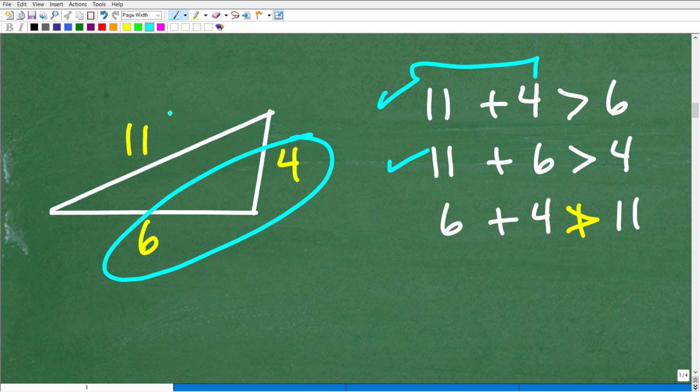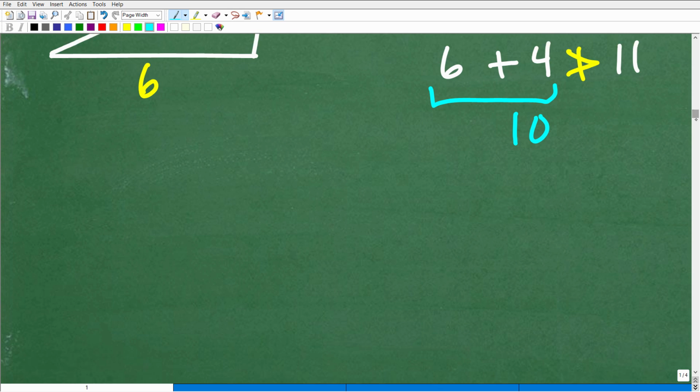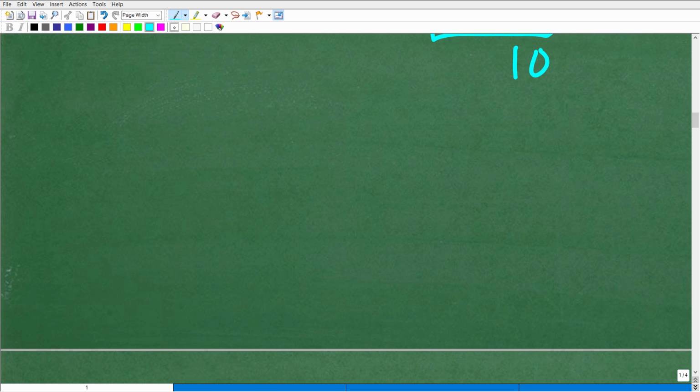But what about this situation? 6 plus 4, is that greater than 11? Well, no, it's not, right? 6 plus 4 is 10. That's not greater than 11. So this is not possible. This is not a real triangle. So even though I made it connect, you're like, well, it looks like a real triangle. Well, really what we have here is this kind of scenario, right? So let me just show you.